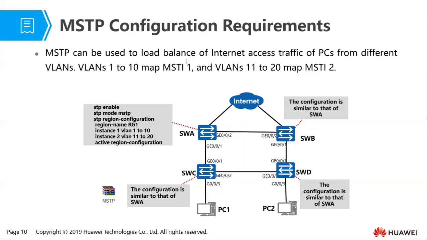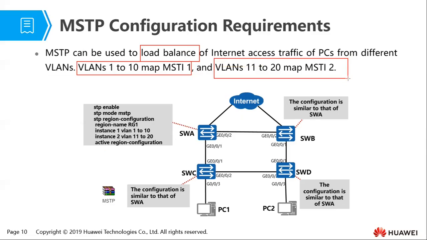Even though a port has been blocked, it has only been blocked for certain VLANs, not for all VLANs. So no link is going to lie idle. Now, MSTP can be used to load balance internet access traffic of PCs from different VLANs. Here, we want to create VLAN 1 to 10 and map it to MSTI 1. We also want to create VLAN 11 to 20 and map it to MSTI 2. So we simply want to create 2 MSTIs here. Now, the configuration example is on switch A.